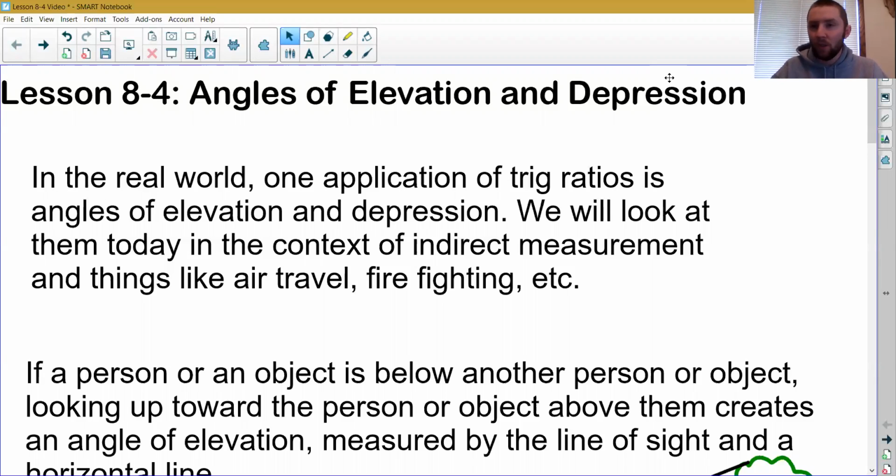Today specifically, we're just going to use them for indirect measurement. Indirect measurement means I'm going to discover the length or distance of something without actually taking out a tape measure, so we call it indirect measurement. We have a way to do it with angles of elevation and depression and trig ratios. We'll start with angles of elevation, and then you'll notice angles of depression is very similar, just sort of the other direction.